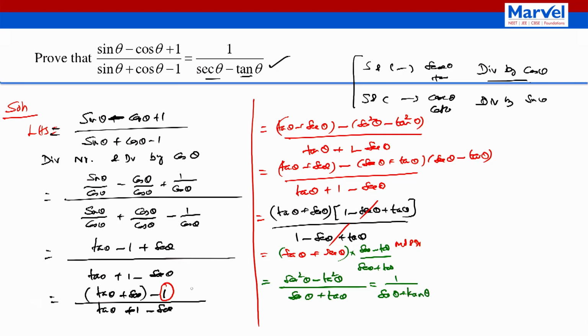So this stage is very important, and this stage is very important. Multiply and divide by conjugate. Replace 1 by identity. First change into secant and tan, and then replace 1 by identity. One of the very important and a tough question in trigonometric identities.